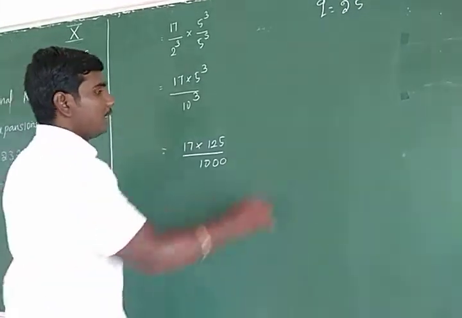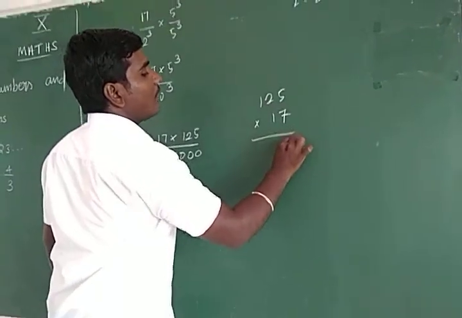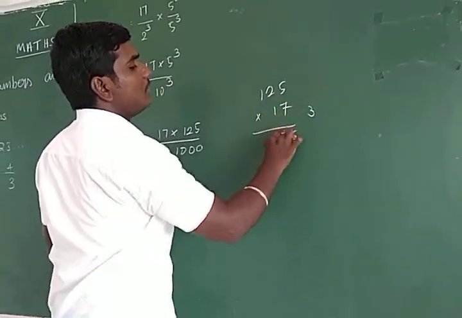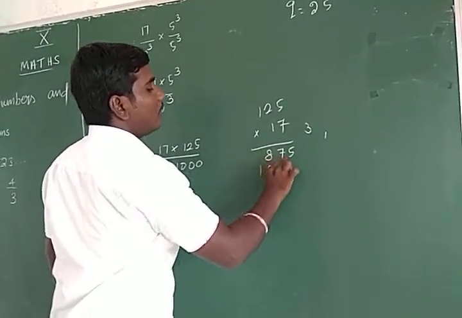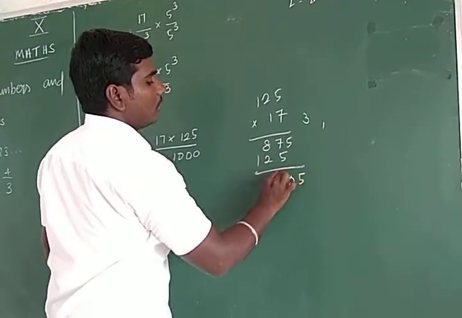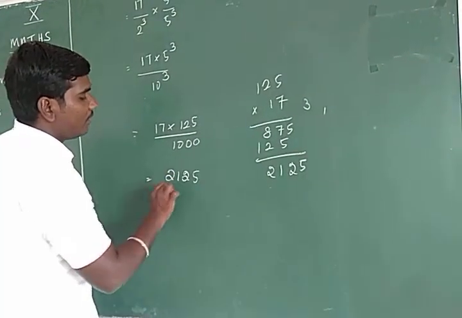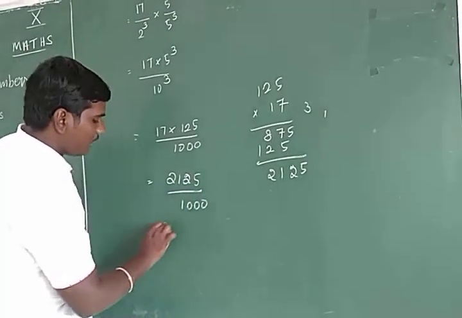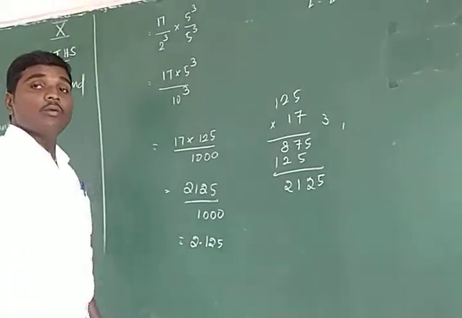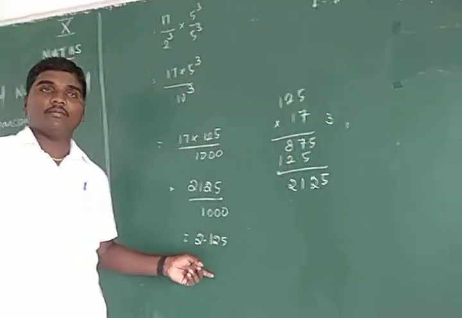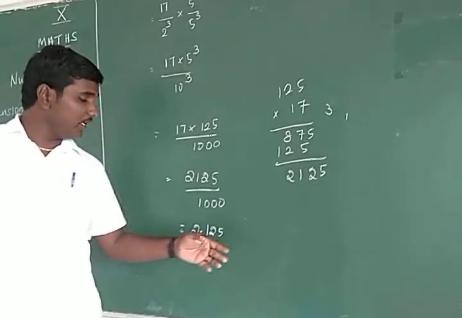We multiply 125 into 17. 5 sevens are 35, 2 sevens are 14, 17, 1 seven is 7, 7 plus 1 is 8. So 2125 divided by 1000. The final decimal expansion is 2.125. There are no decimals after 5, so it terminates.